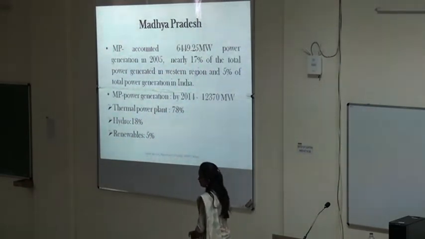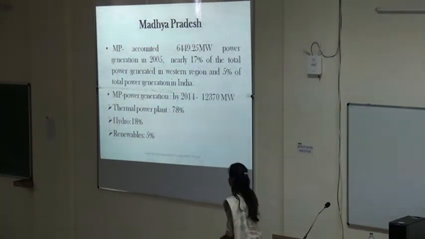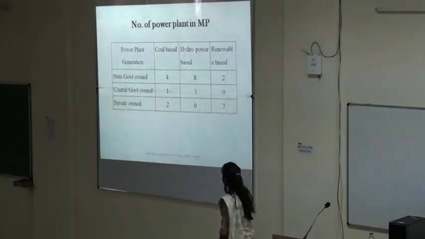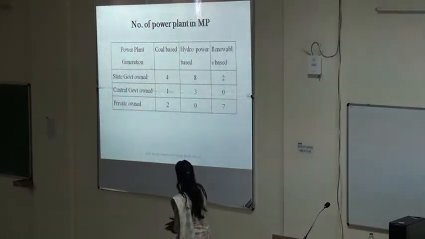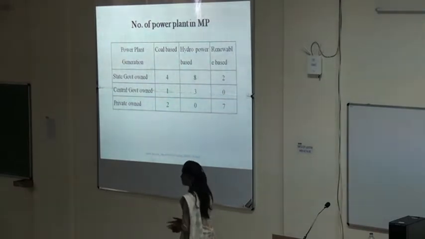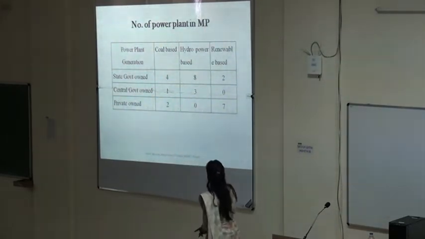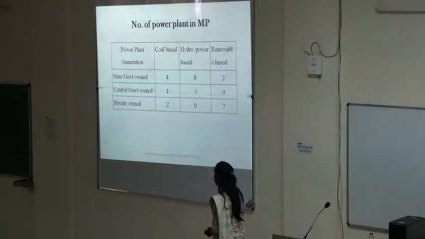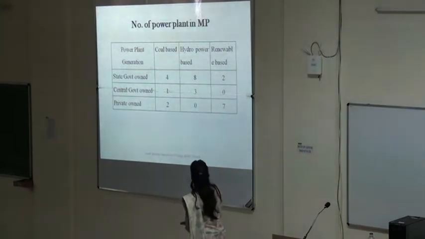Thermal power plant 78%? Yeah, 78%. All are coal-based. Hydro is nearly 20% and renewable is nearly 5%. We have four state-owned coal-based power plants, one central-owned NTPC power plant, and private ones. There are new upcoming private power plants; till now, two have been set up. In hydro, we have small hydro power plants, nearly 200 megawatt, state-owned, and very large hydro power plants by the central government, that is NHPC: Indirasagar, Omkareshwar. Till now, we don't have any private-owned hydro-based power plants. Renewable-based, the state government owns two power plants, and till now there are no central-owned renewable power plants. The private sector is going a bit higher in renewable-based power plants.